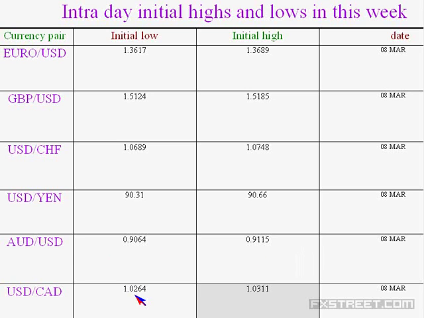And Canadian dollar, 1.0264 is intact. Currently the market is trading near that low, and the high is 1.0311, which is also intact, and probably they are expected to make some gains without cutting the low. Let us see how exactly they are doing it.